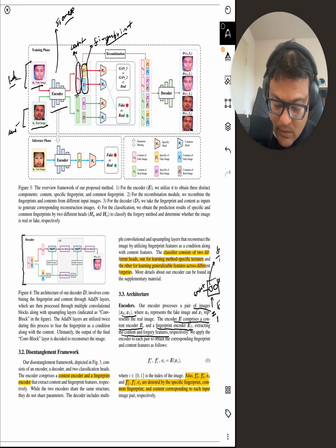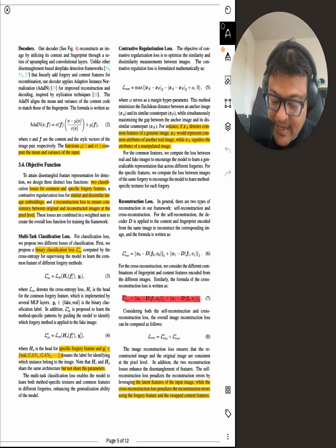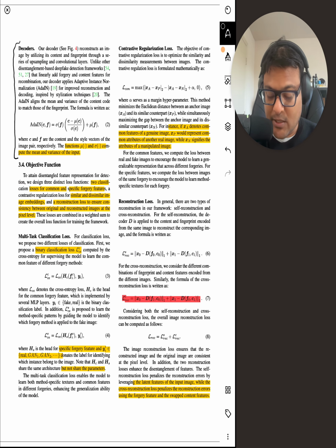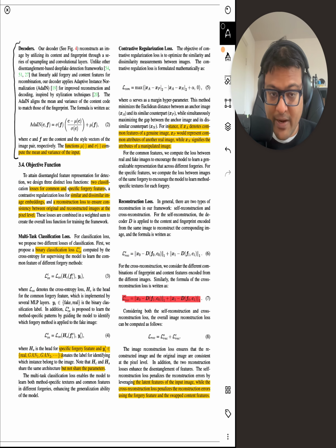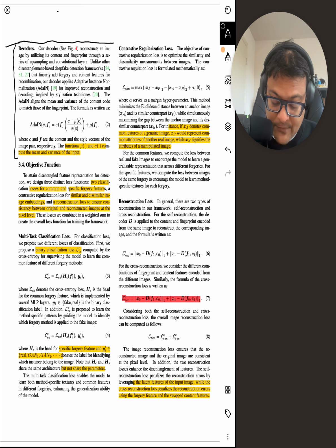Okay, so now let's look at what the decoder is. The decoder is a pretty important design which we have never seen before. So I would like to take a detour here and try to explain concepts from neural style transfer.